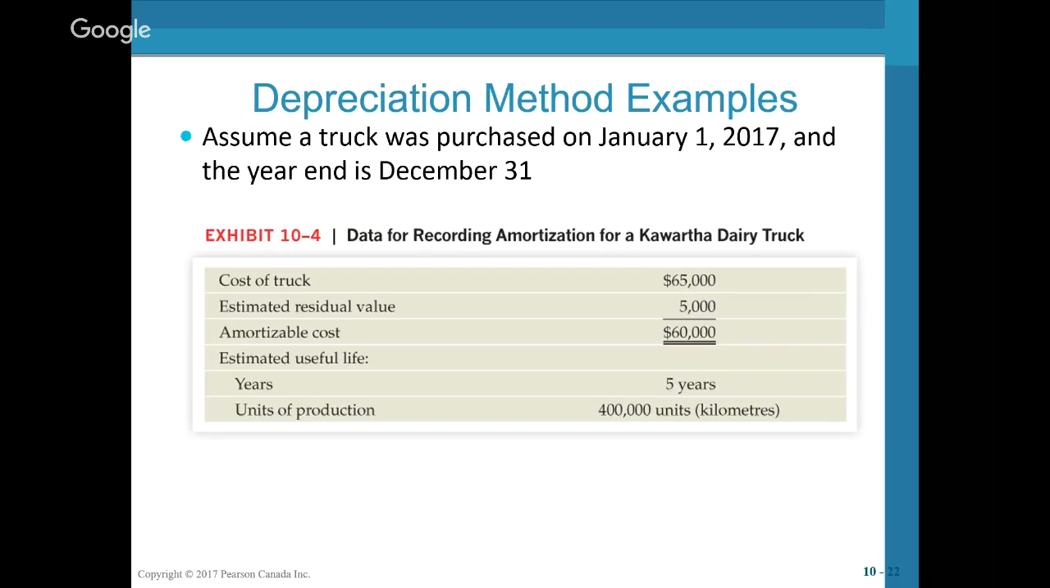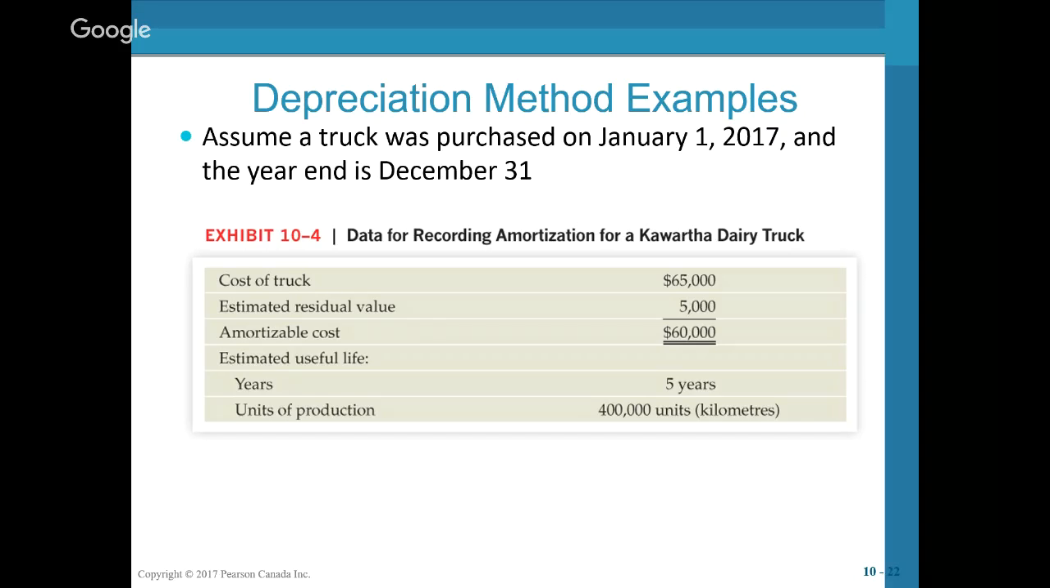Okay, let's look at some calculations, and let's keep this really simple. Assume that we buy a truck on January 1st. The year end is December 31st. The cost of the truck was $65,000. We expect to sell it for $5,000. That means we're going to spread out $60,000, the 65 minus the 5. That's called your amortizable cost or your depreciable base. We're spreading that cost out over the useful life of 5 years, or if we're going to use a units of production method, over 400,000 kilometers.